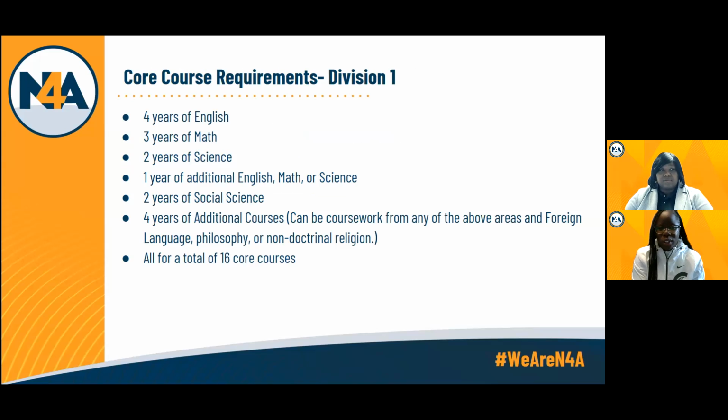So what are those core courses? For Division I, that's 4 years of English, 3 years of math, 2 years of science, 1 year of additional English, math, or science, 2 years of social science, and then 4 years of any additional courses. Those courses could be anything from foreign language, philosophy, religion, pretty much your preference. And all of that needs to total your 16 core courses.